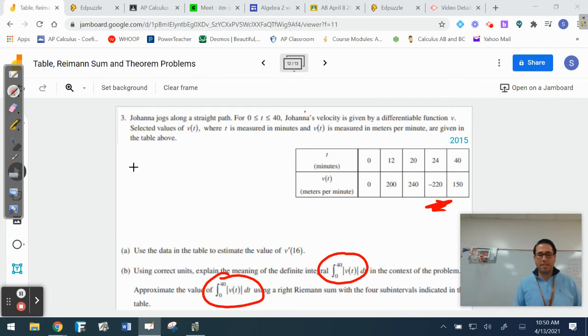I'm going to turn that guy positive. So here we go. What would this look like? Well, the integral from 0 to 40, and it's important to write that out, of v of t dt. I'm not allowed to use a calculator.